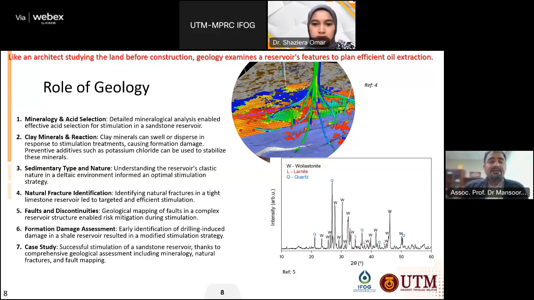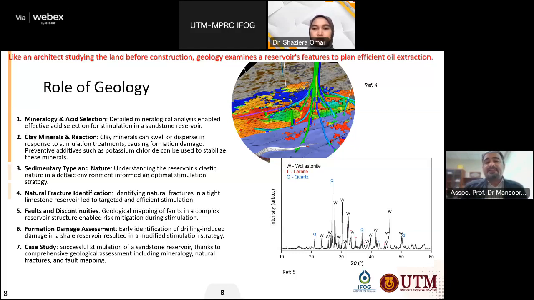reaction. Similarly, chlorite minerals that also contain iron can react in the presence of strong acids, often used in stimulation treatment, leading to, of course, changes in the permeability. This can impact the effectiveness of stimulation.